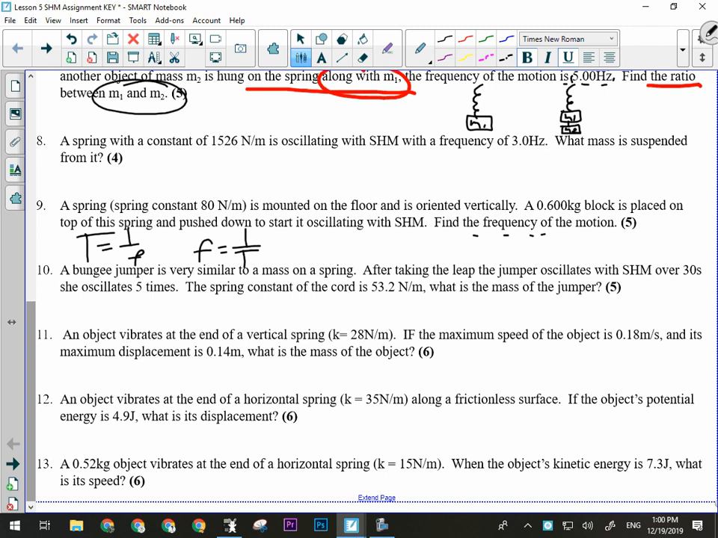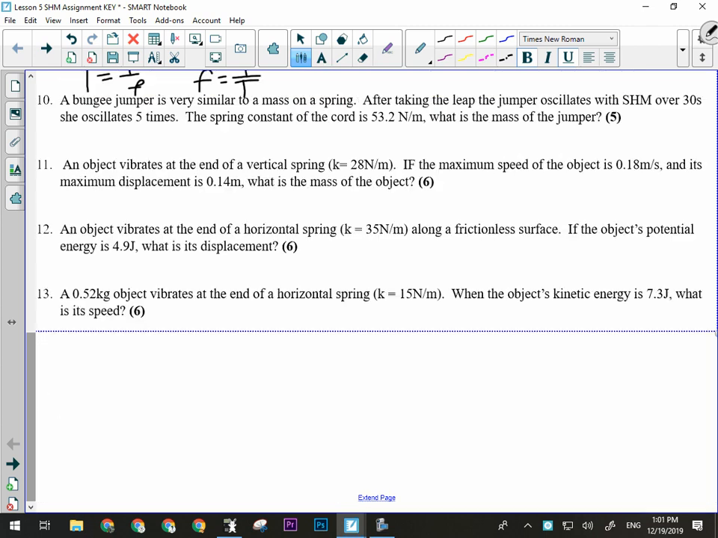Number 10, a bungee jumper is very similar to a mass on a spring. After taking a leap, the jumper oscillates with simple harmonic motion for 30 seconds. Over that 30 seconds, she oscillates 5 times. The spring constant of the cord is 53.2 newtons per meter. You're looking for the mass of the jumper. Number 11, we're looking at a conservation of energy question.